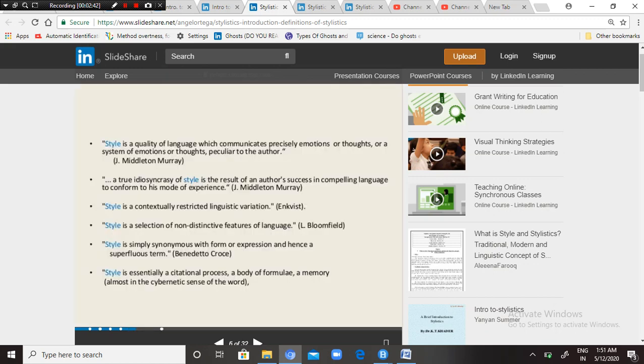Style is a quality of language which communicates perceivable emotions or thoughts, as styles of emotion or thoughts peculiar to the author. A true mark of style is the result of an author's success in accommodating language to conform to his mode of experience. Style is a contextually restricted linguistic variation. Style is a selection of non-distinctive features of a language. Style is a simple synonym for form or expression and hence a superfluous term. Style is an essential and situational process, a body of formal features, almost in a syntactic sense of the word.